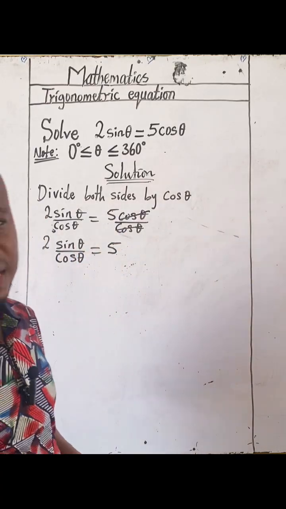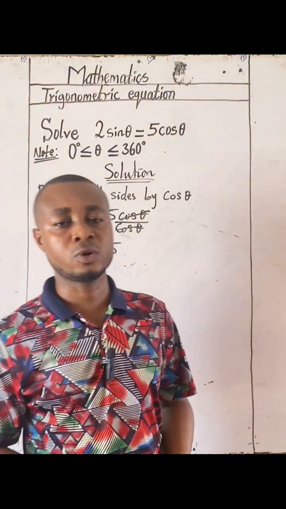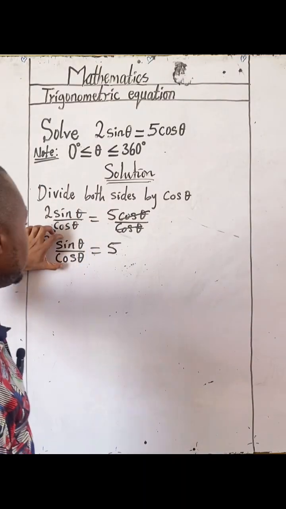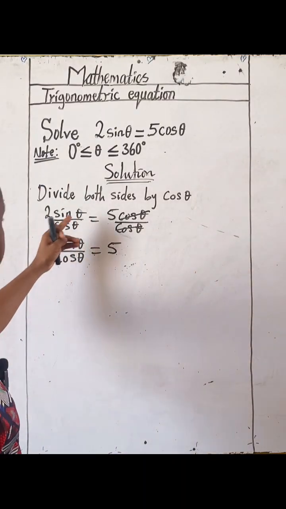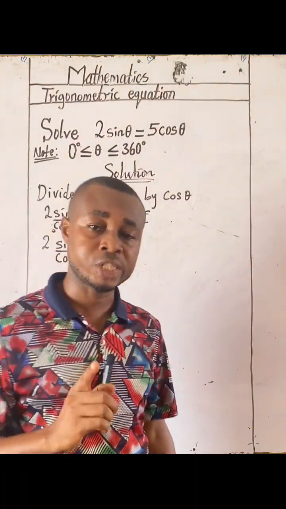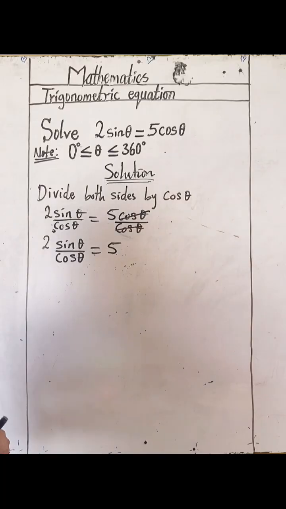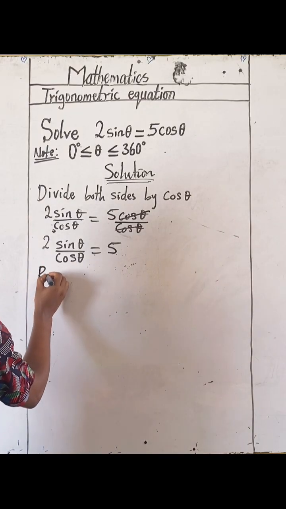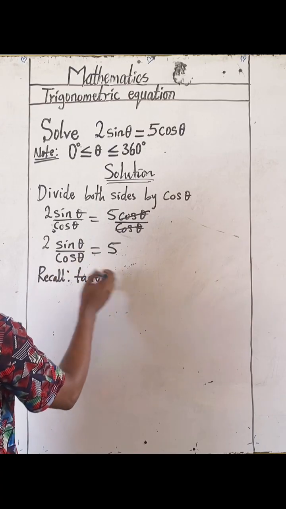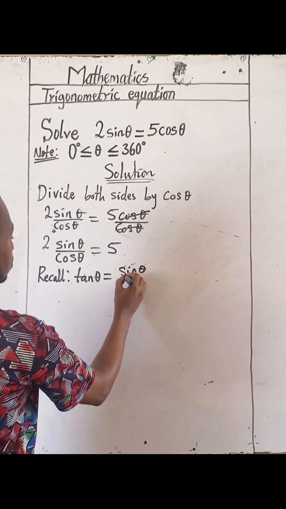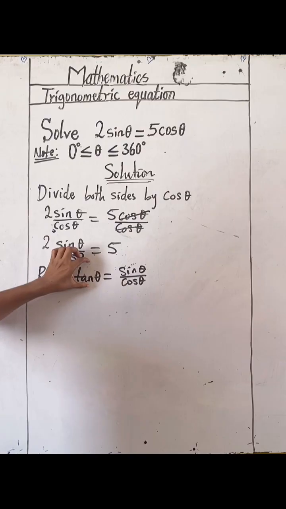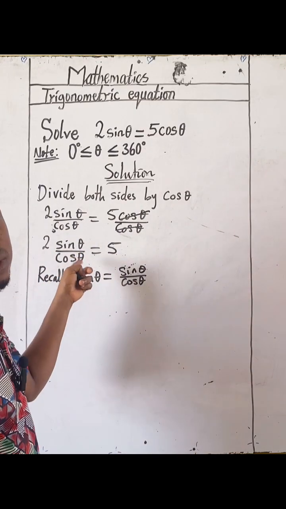If you have sine theta over cos theta, you need to recall that tan theta will give you sine theta over cos theta. Each time you come across sine theta over cos theta, this will actually give you tan theta. It's one of the trigonometric identities you need to take cognizance of. We recall that tan theta will be equal to sine theta over cos theta. So if sine theta over cos theta is tan theta, we can now substitute this into this equation.